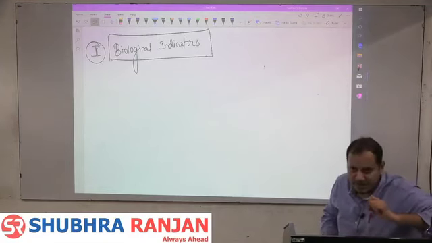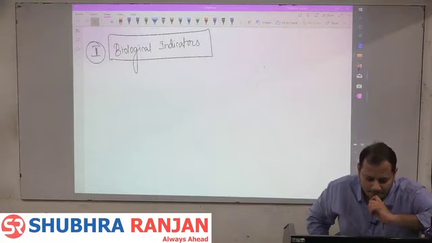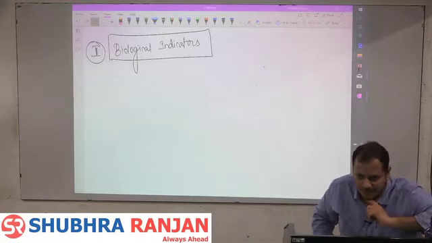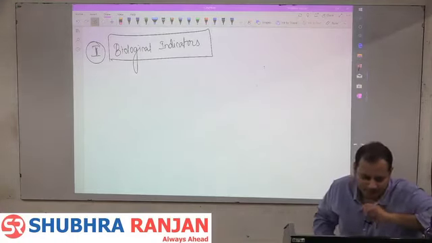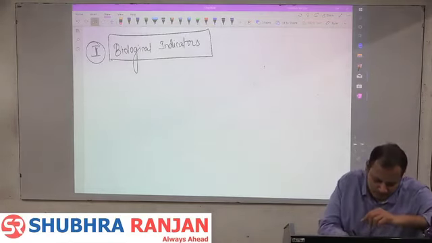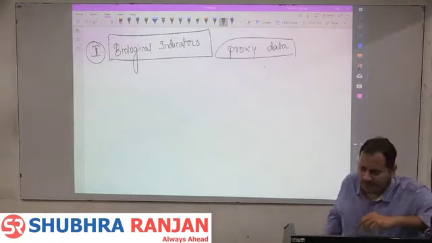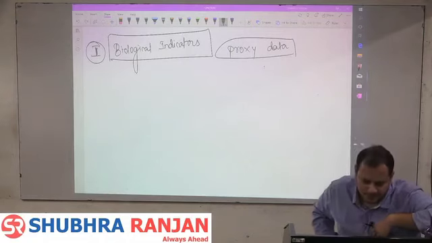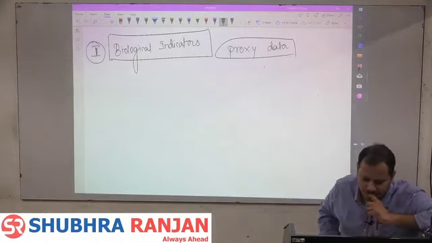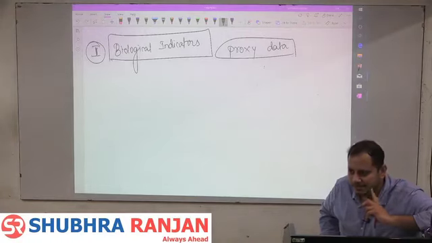So, biological indicators. This provides significant evidence, and proxy data. Not exact data, but indirect data. That is why we write proxy data. This provides significant evidence and proxy data.